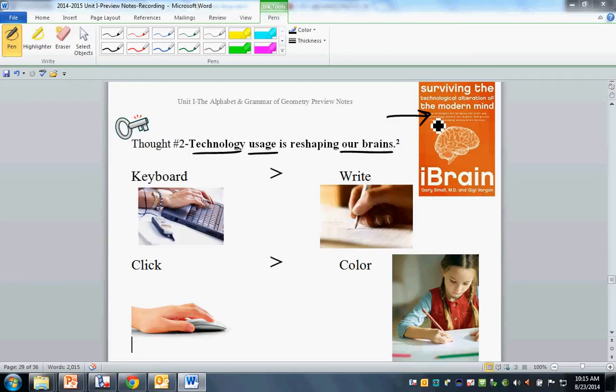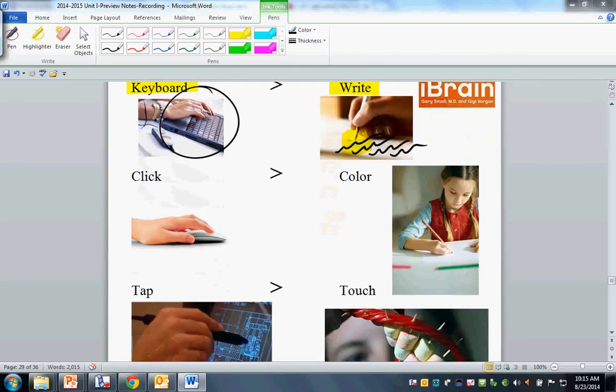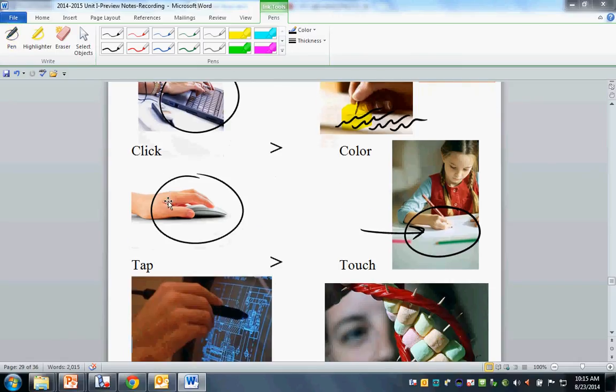Now, how is technology shaping the way our brains are connected? Well, one, we're keyboarding more than we're physically writing. Studies show the more you physically write, especially when you're younger, it connects the neurons in your brain in a much closer manner than when we keyboard. Two, instead of physically coloring, physically drawing, we are now doing more clicking on things, and that is changing our ability to understand visual and spatial relationships.